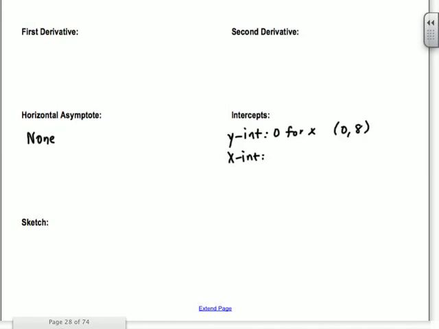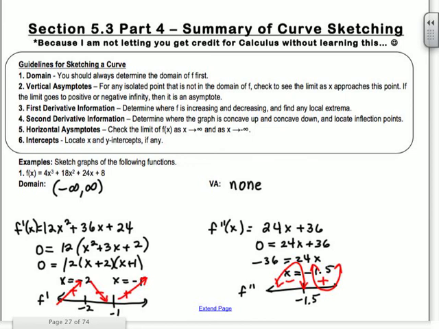X-intercept's a little bit harder. It doesn't look like you can factor by grouping. So in ones like that you can't figure out by hand, I mean, you could do P and Q. I'm not going to make you do your rational roots theorem as well, though. So you guys can go ahead and plug this into your calculator.